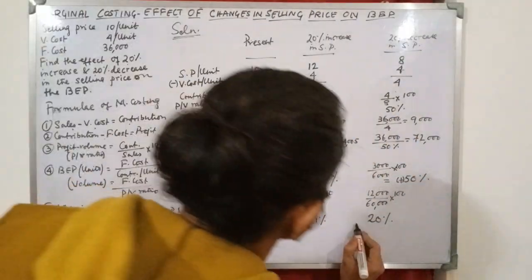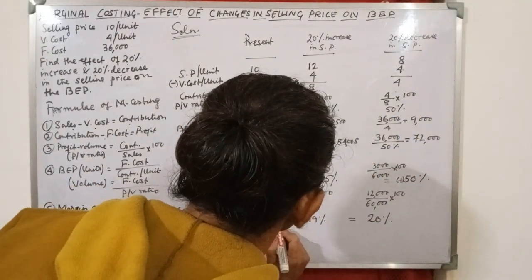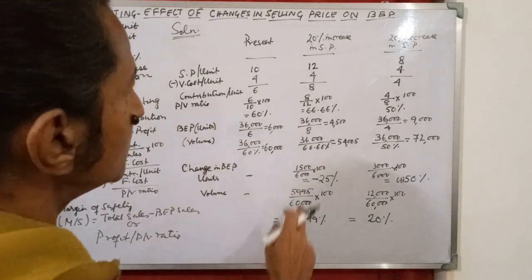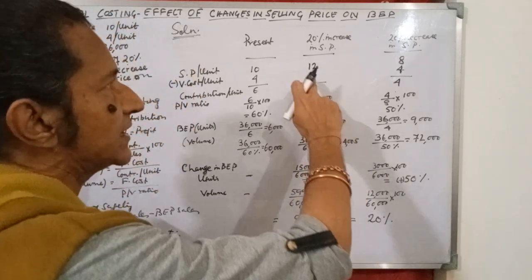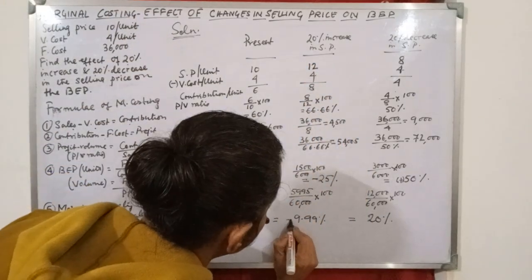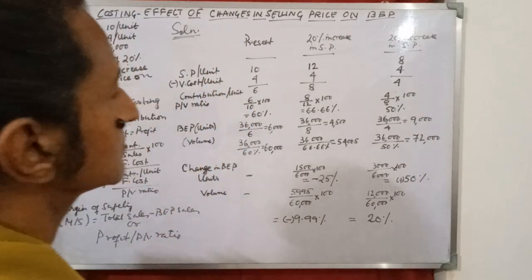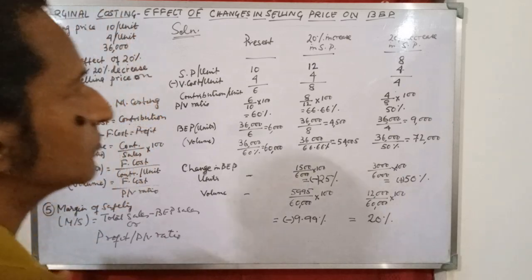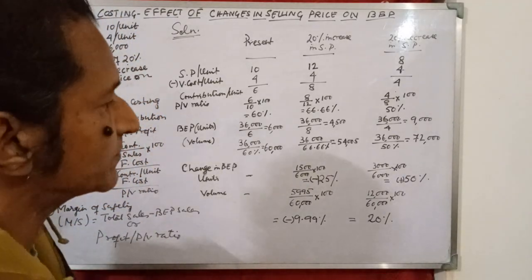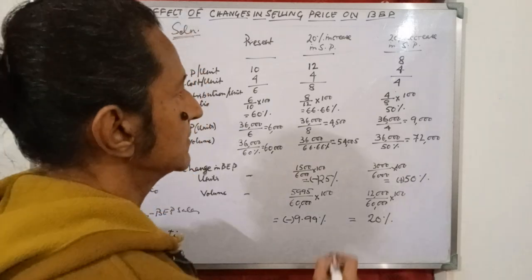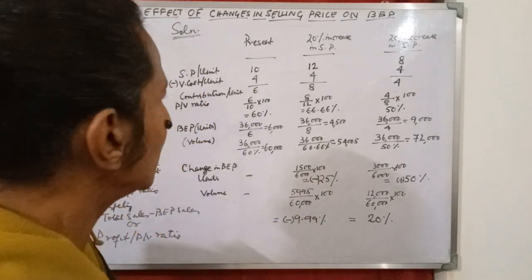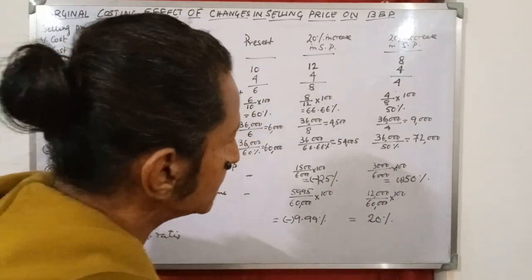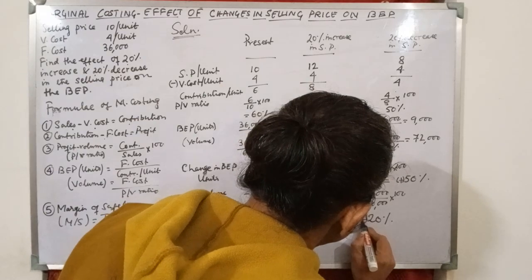Okay. So BP in terms of volume is falling when the selling price is increasing, so it must be negative, as we have done here. And when the selling price is decreased by 20%, then the break-even point in terms of volume is increasing from 60,000 to 72,000. So it is increasing by 20%, so this is plus 20%.